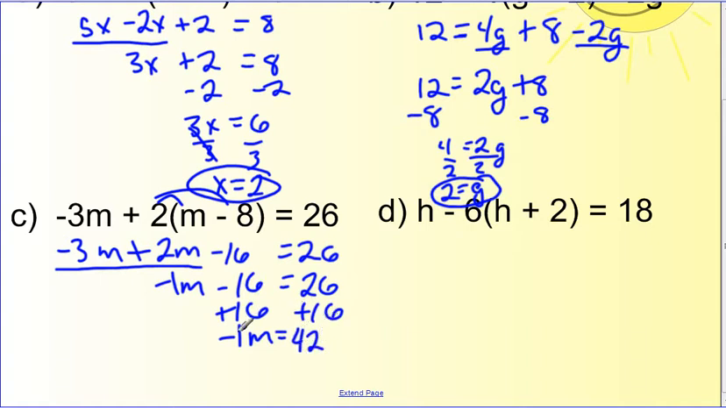And now, this is something that you might not have seen before. This variable is being multiplied by a negative 1. So you divide by negative 1. You get m equals, and 42 divided by negative 1 is a negative 42.